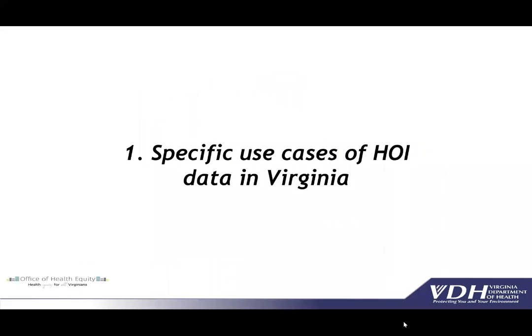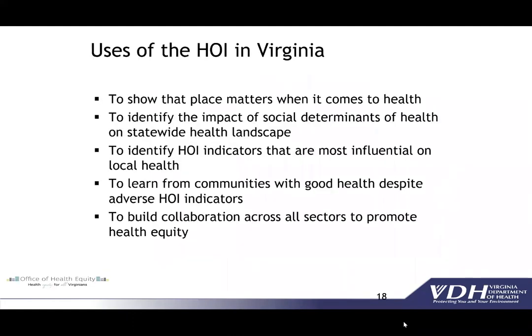Now, some of the specific uses of HOI in Virginia will follow after this slide. Next slide. If you look here, the HOI has helped us show that place matters. Where you live determines how healthy you'll be. It has taught us that in a place in Richmond City, you can identify that people who live in this area have a different health outcome compared to other areas, even when there's gentrification in the area.